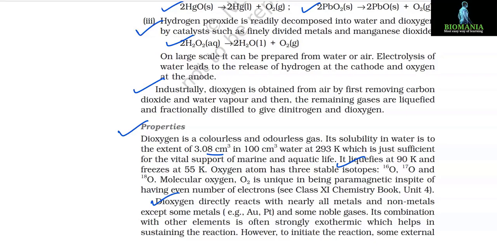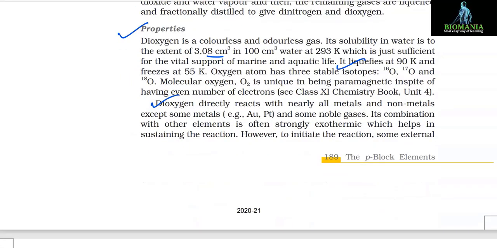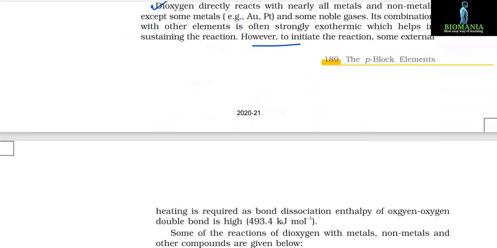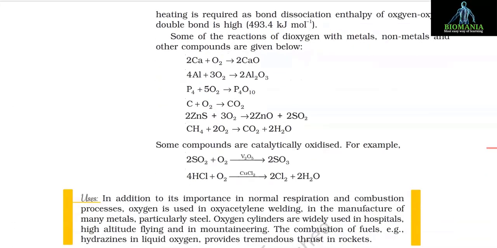Dioxygen directly reacts with nearly all metals and non-metals except some metals, for example Au and platinum, and some noble gases. Its combination with other elements is often strongly exothermic, which helps in sustaining the reaction. However, to initiate the reaction, some external heating is required, as the bond dissociation enthalpy of the oxygen-oxygen double bond is high, and it is 493.4 kJ per mole.